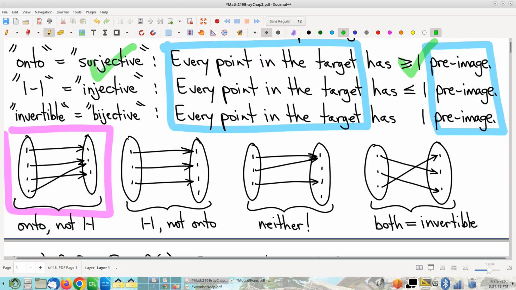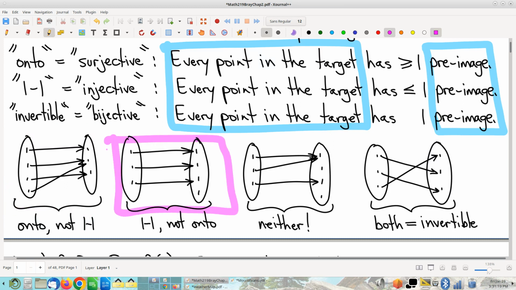So, something to remember. Okay, now let's look at this function right here. This function is not onto, because not every point in the target has at least one pre-image. Most of them do, but not every one.